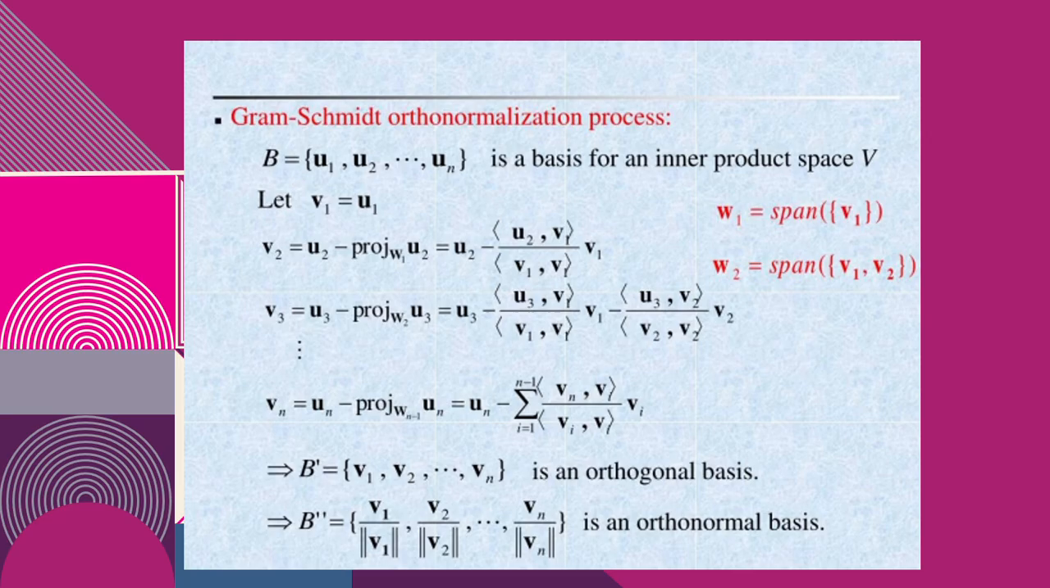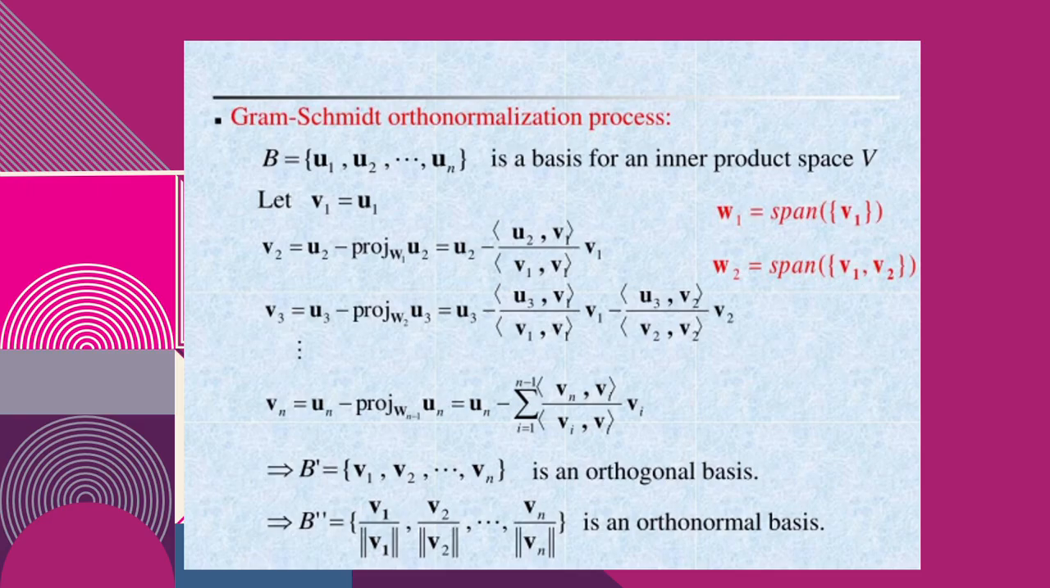The Gram-Schmidt process is a step-by-step method to turn any regular basis into an orthogonal and orthonormal basis. We start with the basis B, made up of vectors u1, u2, up to un. We keep the first vector as is, v1 equals u1. For the second vector, we subtract away the shadow, or the projection of u2 onto v1, leaving only the part of u2 that is perpendicular to v1.